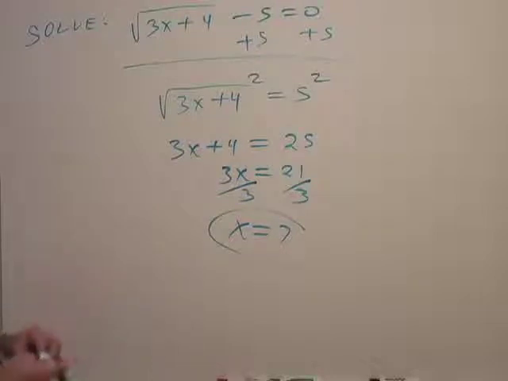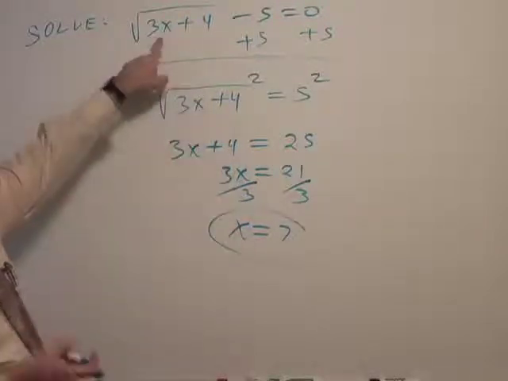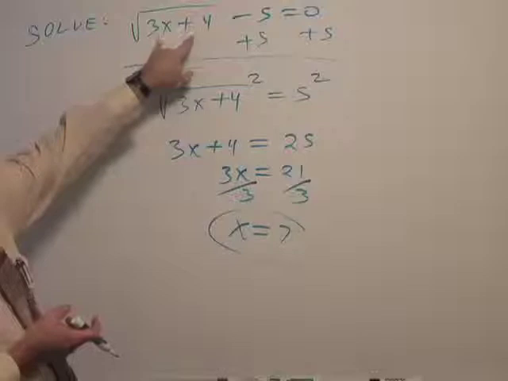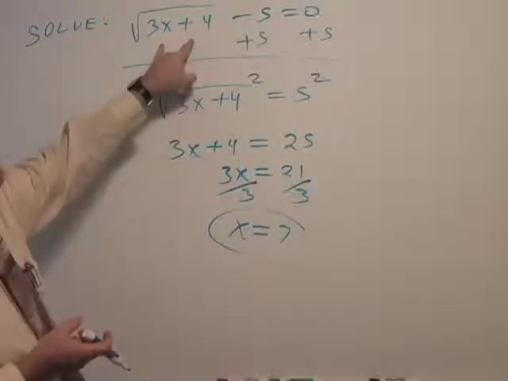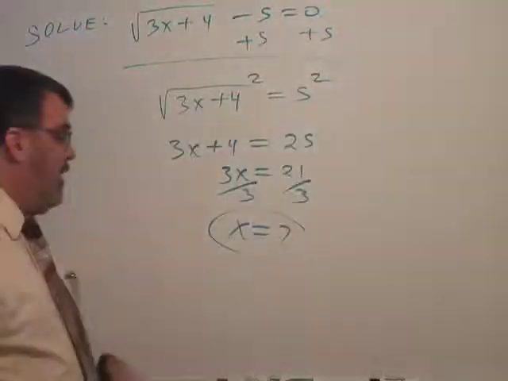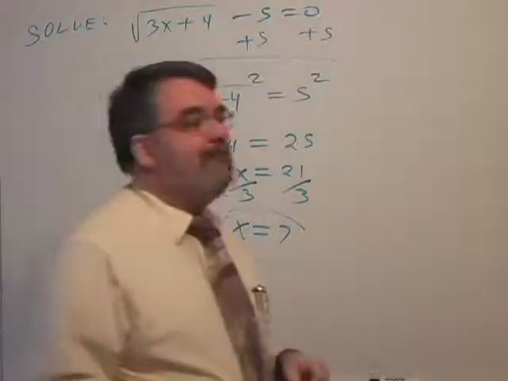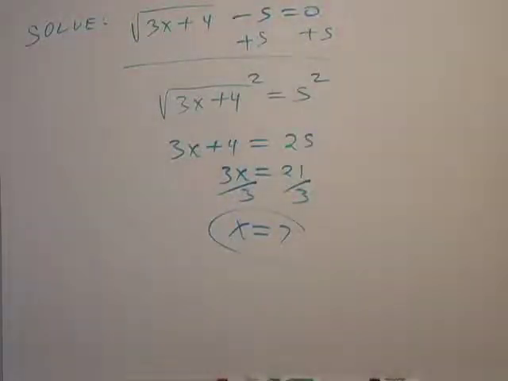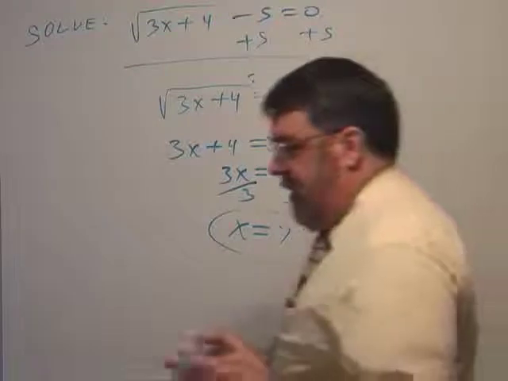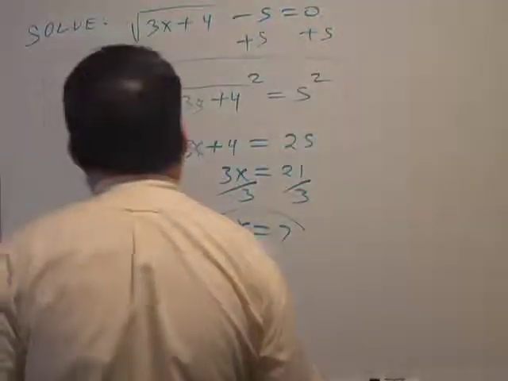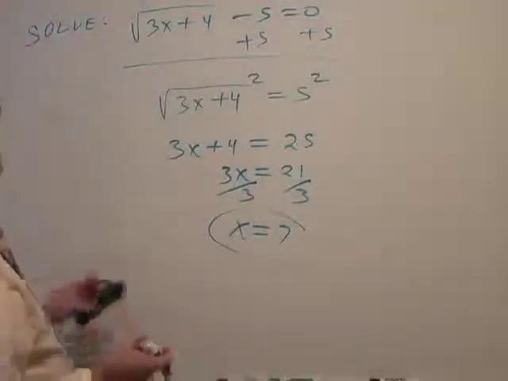Now that would be fairly easy to check. If I put 7 up into here, I'd get 21 plus 4 is 25. Square root of 25 is 5. 5 minus 5 is 0. So there's your answer. Alright, well, let's do another.